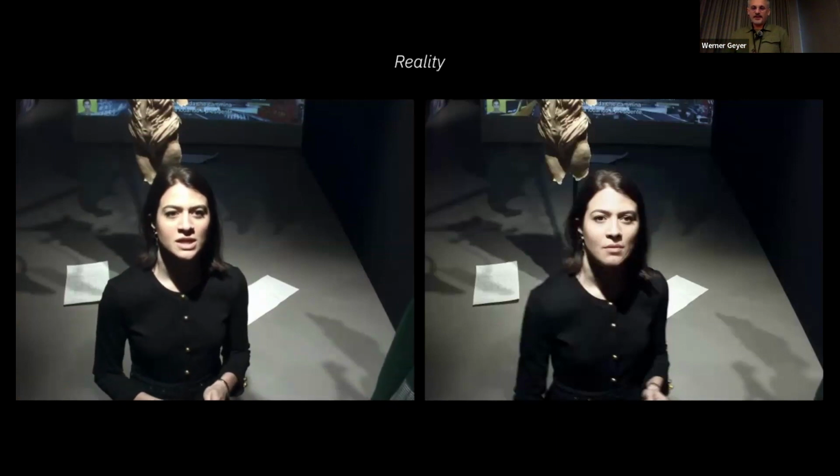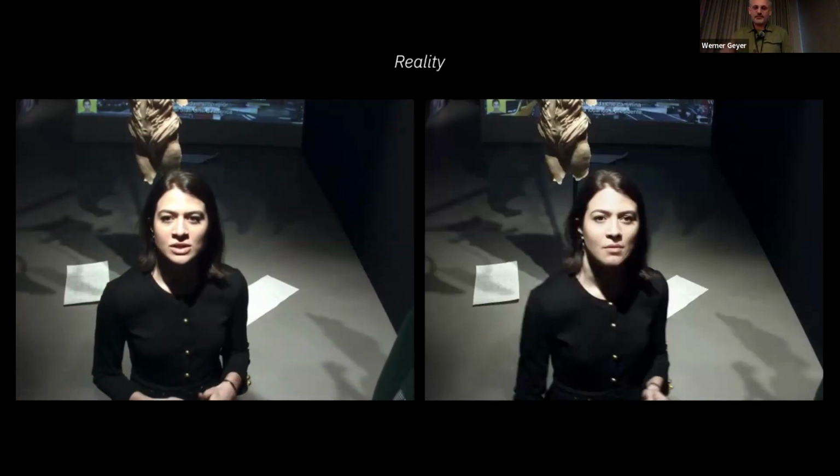So, of course, this was the concept. And then the reality was very different because in the museum everything happened. So this is a short example.